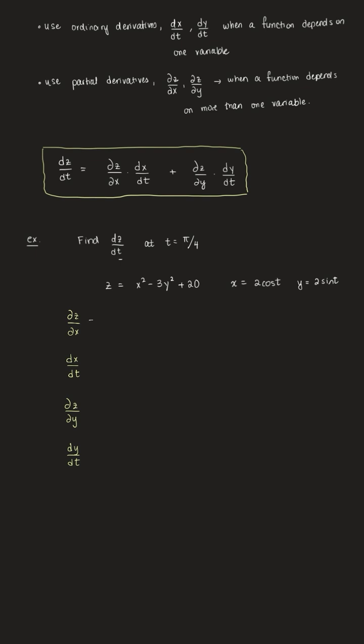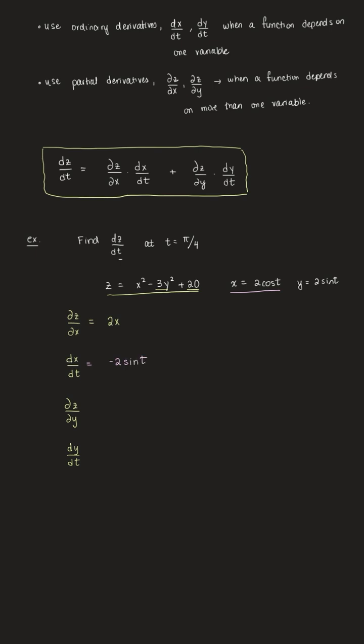So, partial derivative of z with respect to x, we're going to look at our function z, and we're thinking of holding y constant. And so this partial, if y is constant, will just be the derivative of x squared, which is 2x. The derivative of negative 3y squared will be 0, and the derivative of 20 will be 0. Now, if we look at x equals 2 cosine t, and we take the derivative of that with respect to t, the derivative of x is just going to be negative 2 sine t.